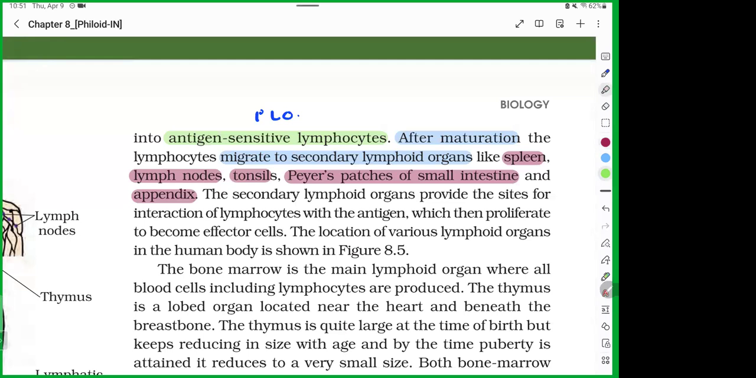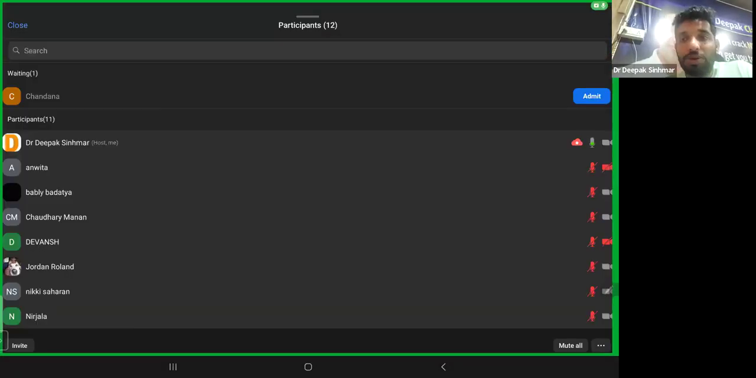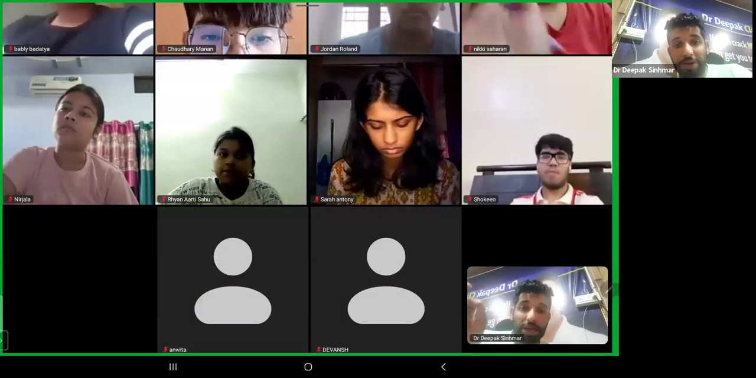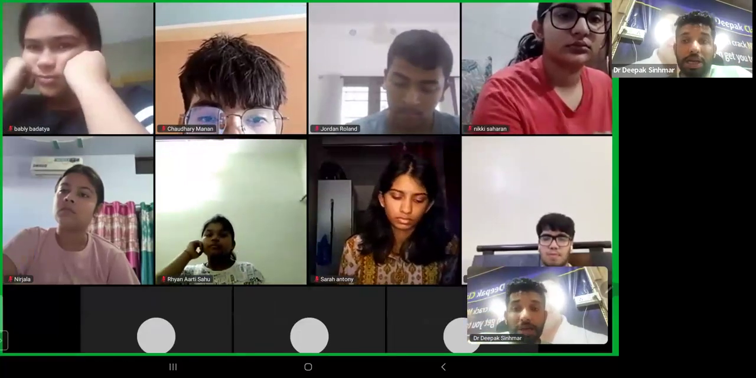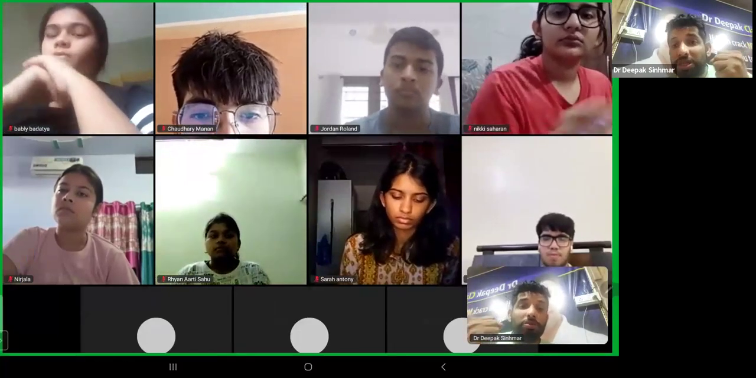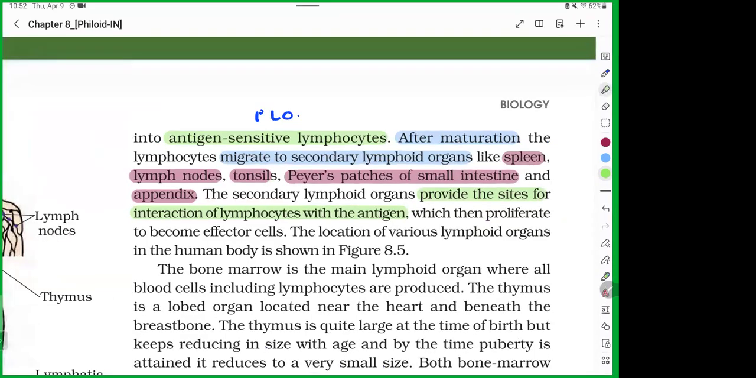Correct. These secondary lymphoid organs provide the site for the interaction of lymphocytes with the antigen. Remember, in the primary lymphoid organ, immature lymphocytes become mature. But in the secondary lymphoid organ, your mature lymphocytes interact with the real antigen. The real fight happens in the secondary lymphoid organ, where there is a proper interaction of the cell with the antigen, which then proliferates to become effector cells.